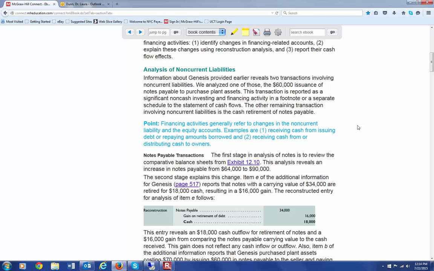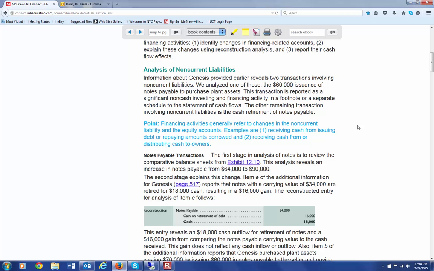We already talked about the issuance of $60,000 of notes payable to purchase plant assets, and we already talked about the fact that it's a non-cash investing or financing activity that we're going to disclose in a footnote. The other transaction has to do with the cash retirement of notes payable. What we see here is that notes payable increased from $64,000 to $90,000.